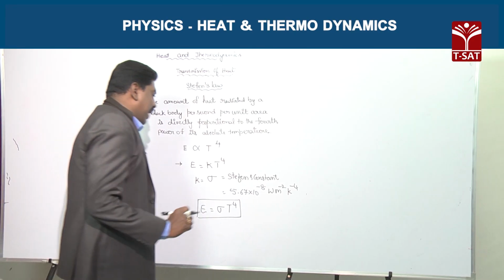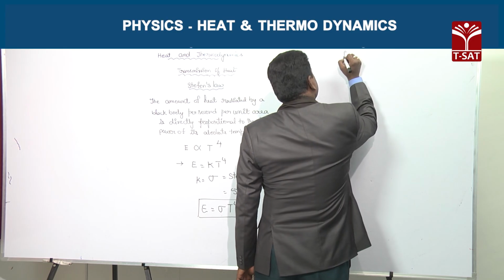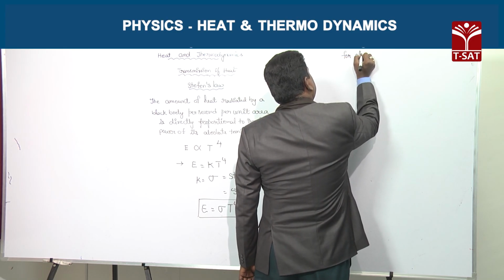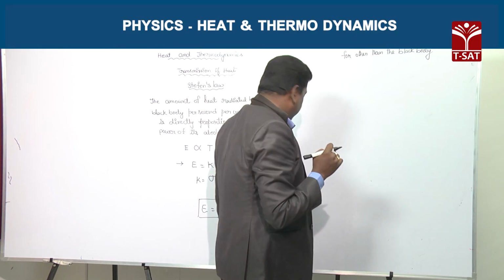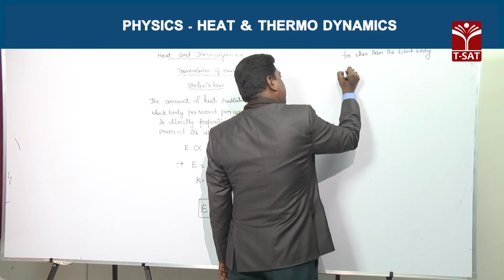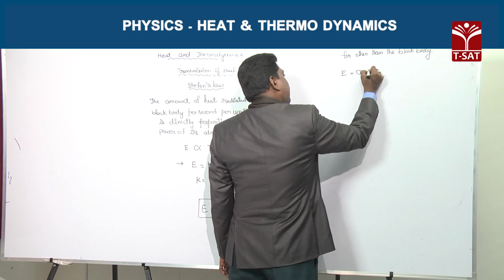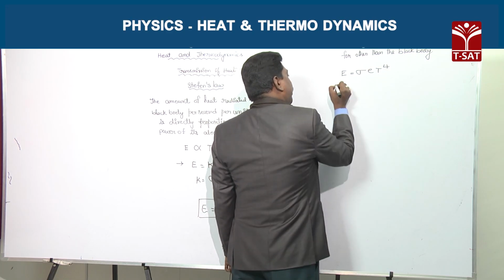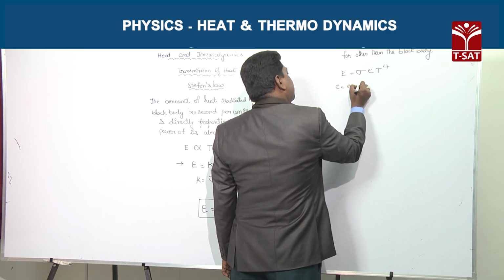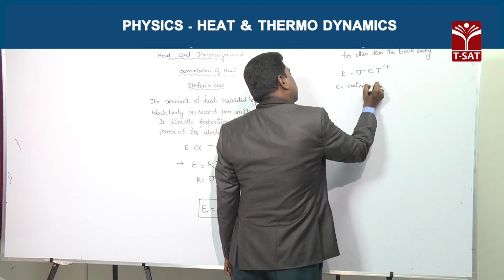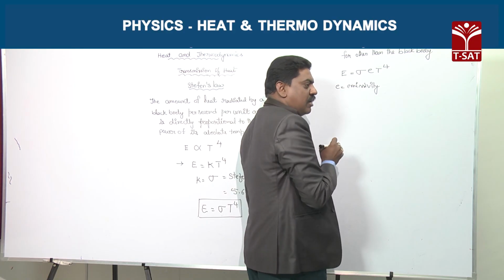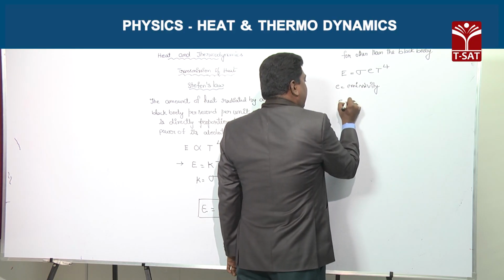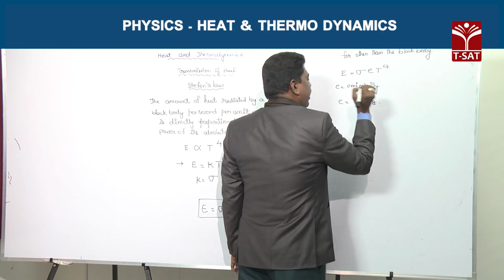For bodies other than a black body, the energy radiated per unit area per unit time is given as E equals sigma e into T to the power of 4, where e is called emissivity, whose value varies from 0 to 1, and for human skin the e value is given as 0.98.